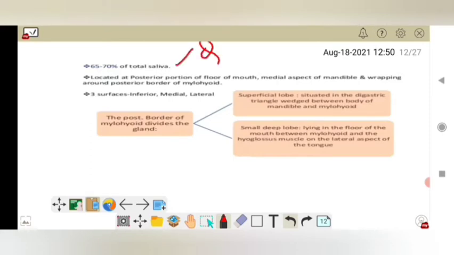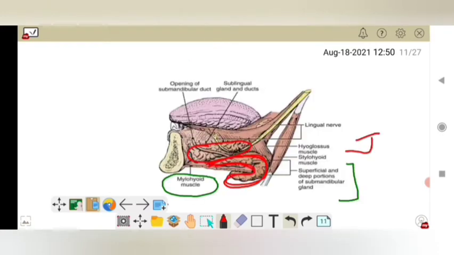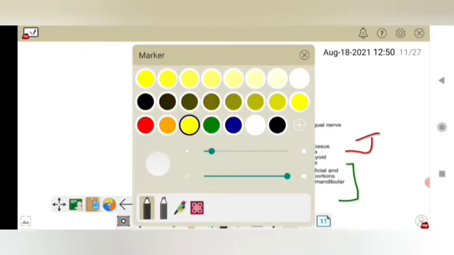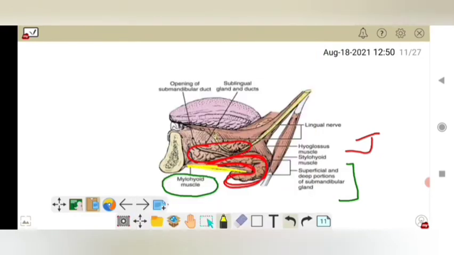It is located at the posterior portion of the floor of the mouth, on the medial aspect of the mandible, wrapping around the posterior border of the mylohyoid muscle. This is the mylohyoid muscle. The mylohyoid muscle forms the floor of the mouth. Anteriorly, the mylohyoid is related to the sublingual gland, and posteriorly it is related to the submandibular gland. It divides the submandibular gland into two parts, superficial and deep.